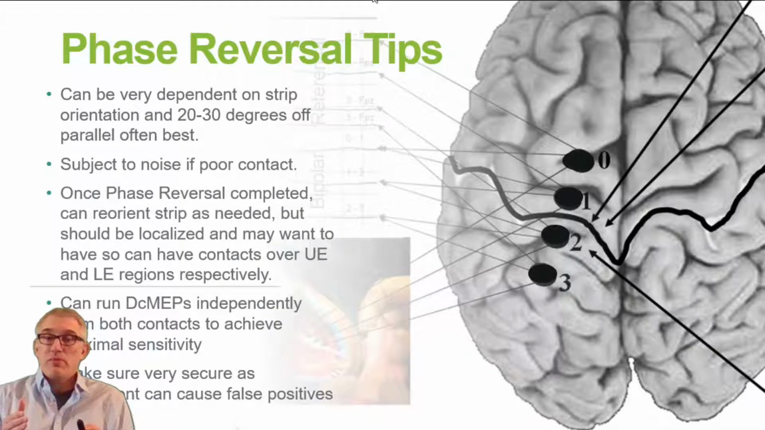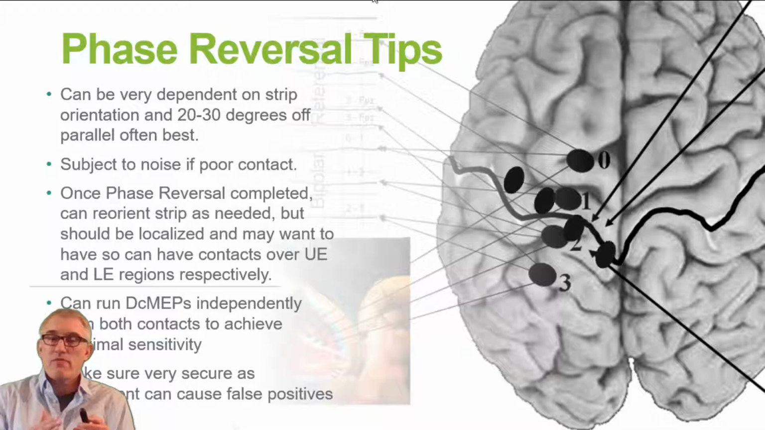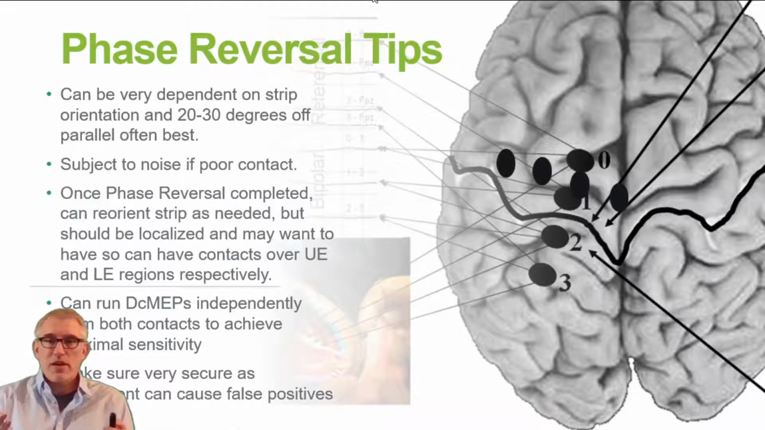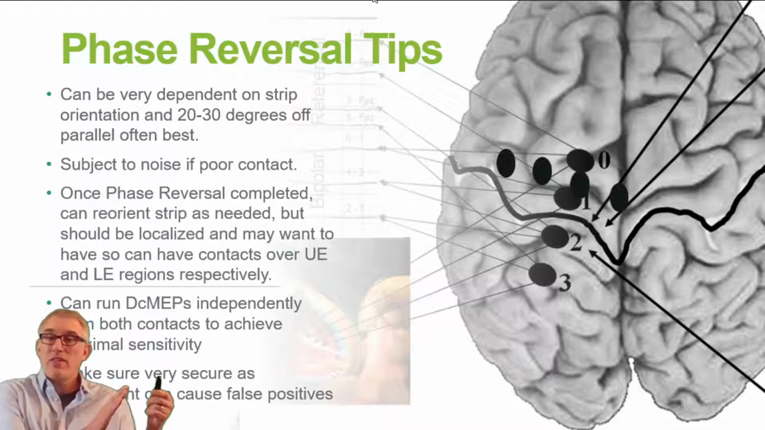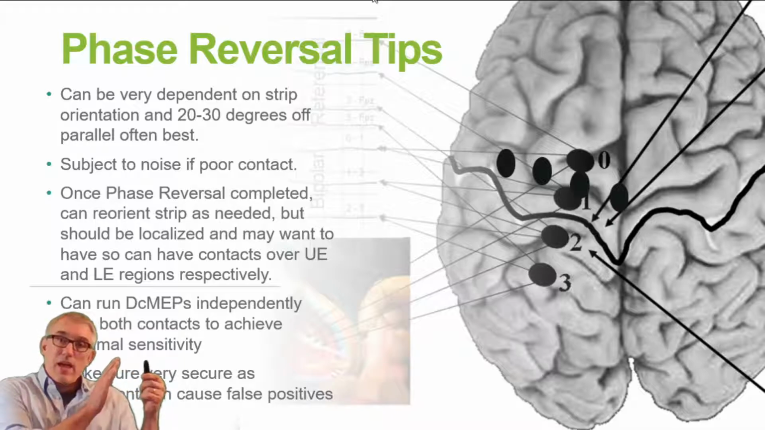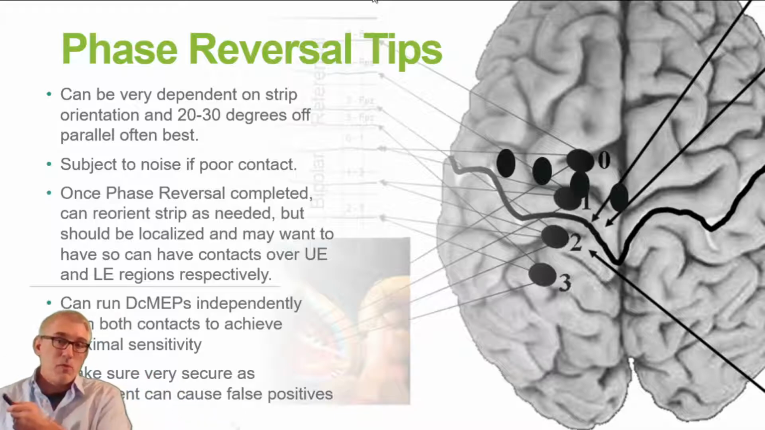Once the phase reversal is completed, if it can be moved laterally and stay there, that's great. If it needs to be reoriented and moved more anteriorly, that's fine as well. And also, this would enable us to run direct cortical MEPs from multiple contacts, not just because now we have potentially multiple contacts in or on primary motor cortex, including ones far lateral where we can obtain hand responses and face responses, and then a more medial one to independently obtain leg responses if that's the area most at risk.